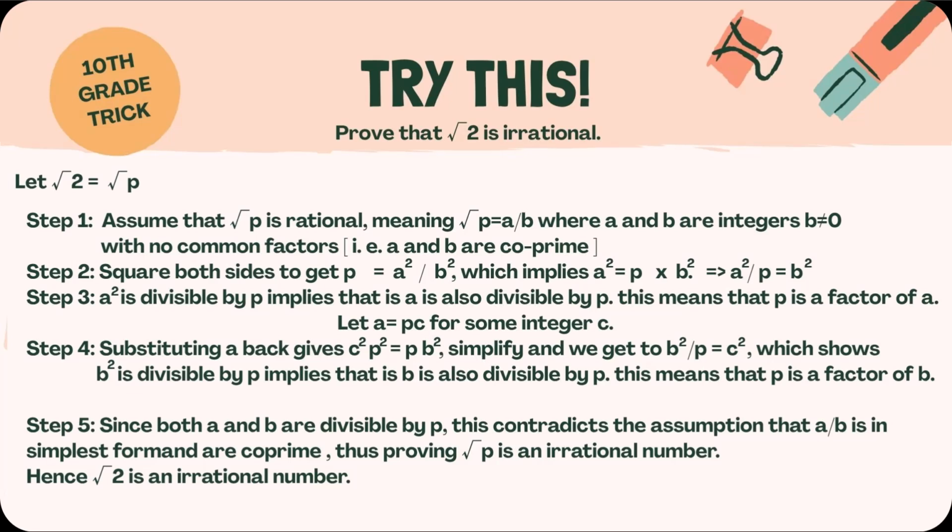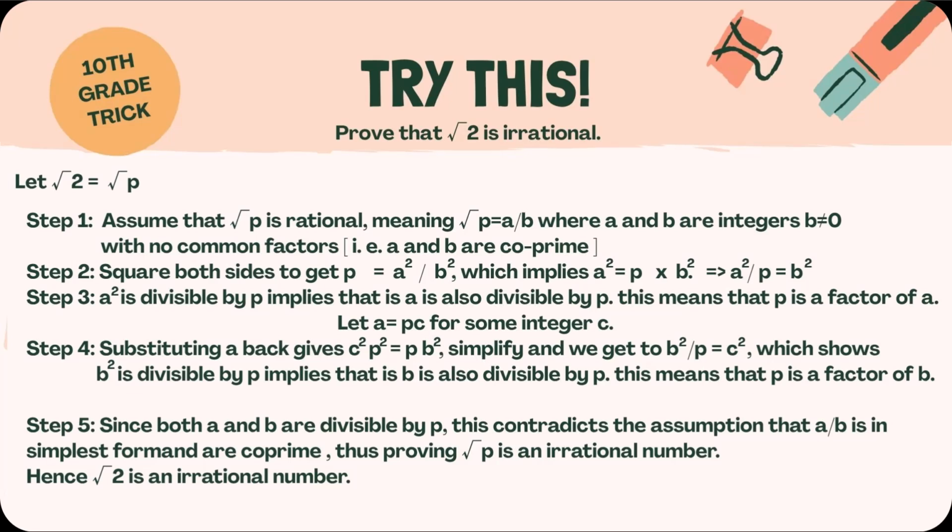That is step 1. Now we showed that we are saying it is co-prime. Our idea is to show that it is not co-prime. There is another factor. That is our idea. So how do we show that? Let's square both sides. So p is equal to a square by b square. So a square is equal to p into b square. a square by p is equal to b square.